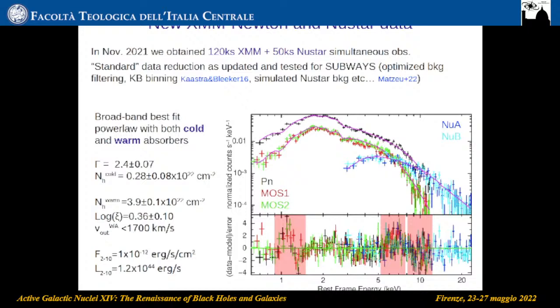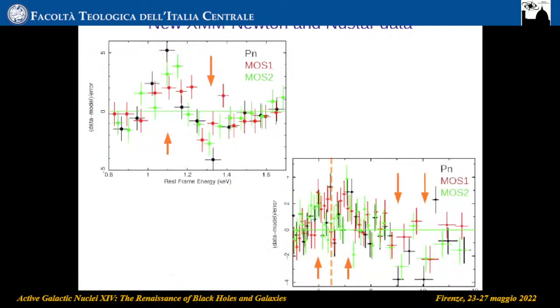And what you end up with is this spectrum that you can fit with a power law, with a rather steep photon index, 2.4, and both cold and warm absorption. But the most interesting part is, of course, the residuals that you see here to this fit. There is emission and absorption at around 1 keV, emission where you expect the iron K line, and negative residuals above that.